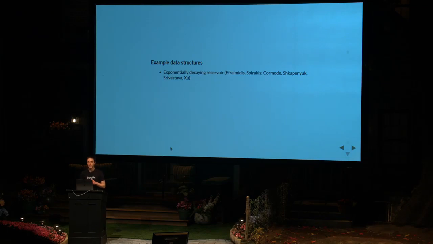So here are some example data structures which can facilitate this process. The first one is usually called an exponentially decaying reservoir. And the idea is basically that you maintain a sorted list of durations, say, where the probability of being in that list is a function of time. And you're less and less likely to be in that list as you get older and older. It's a kind of special case of weighted reservoir sampling.